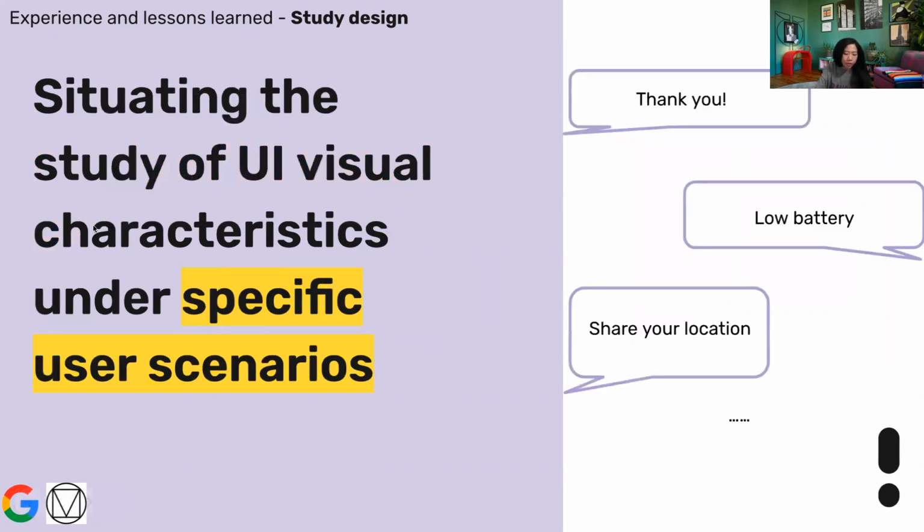The second tip is to situate the study of visual characteristics under specific scenarios. If we ask participants which of the following pop-up window do you expect to display an important message, users may find it difficult to recall what is an important message. So we provided participants with specific scenarios and had them compare different dialogues under each scenario in order to obtain data of higher quality. We believe that such scenario-based evaluation has the potential to be extended in the future research.